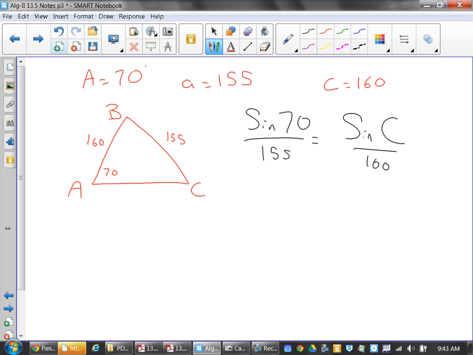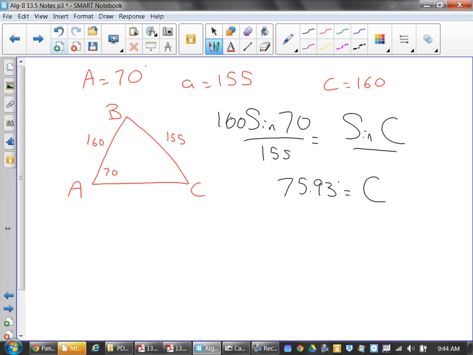Remember when we did this yesterday? When you had this scenario, you just multiplied over here by 160, and then you did the inverse of the sine to find the angle. Now, when you do that, you wind up with an angle value of 75.93. Okay? I multiplied, because I was dividing by 160, so I just multiplied to the other side. Okay? So right now, I have 75.93 for the possible angle of C. We okay with that? Okay.